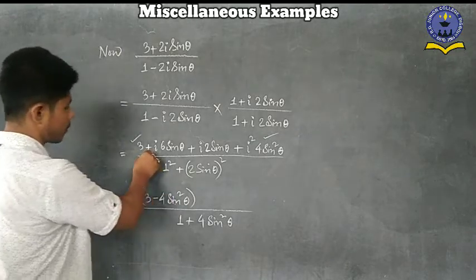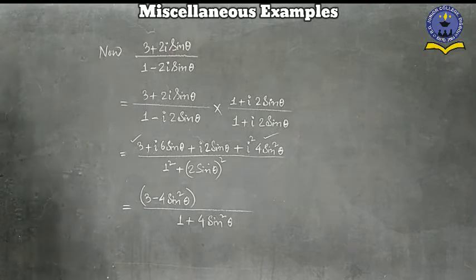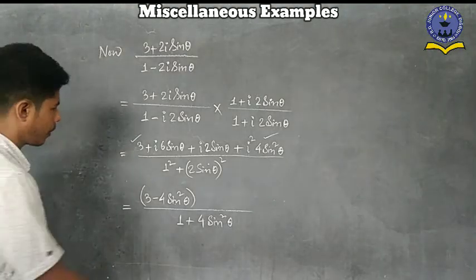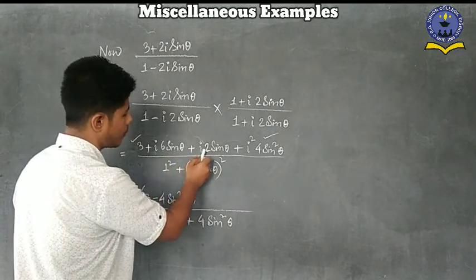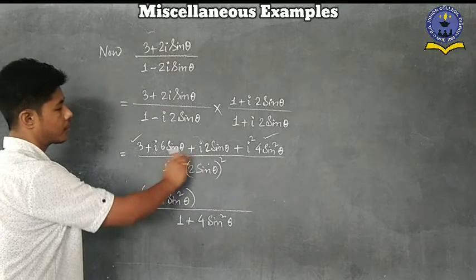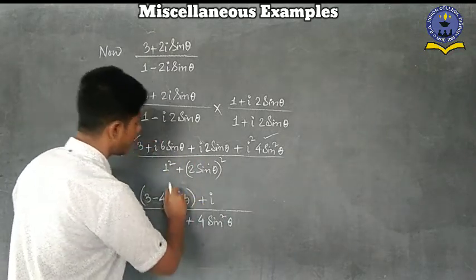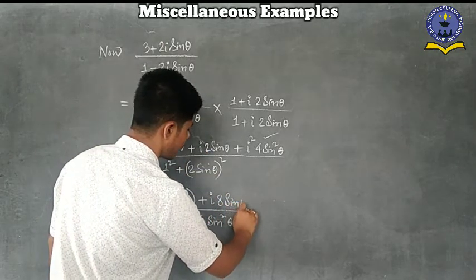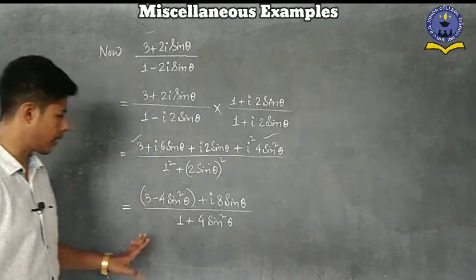Next one, plus, if you see here, i 6 sin theta plus i 2 sin theta. That means easily we can add these two. So that's what we get here, plus i, 6 plus 2 is 8, so that means 8 sin theta. Is it clear? So if we add these two, then we get the result in this way.